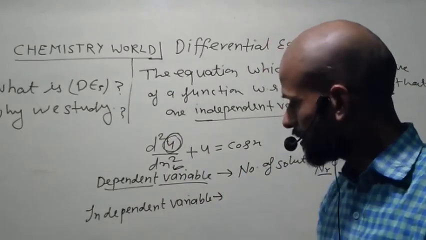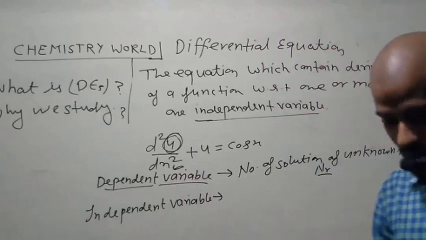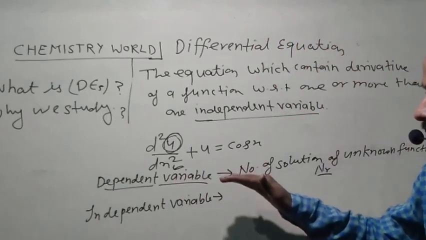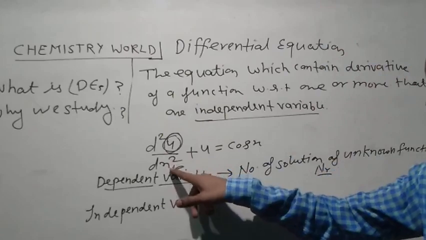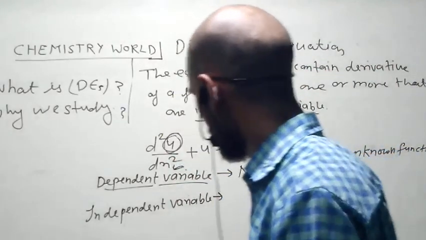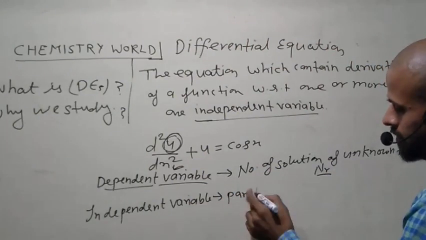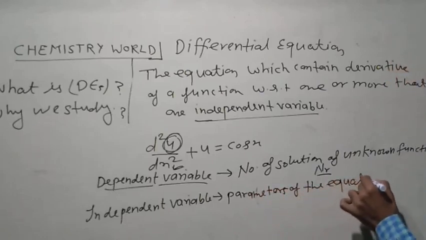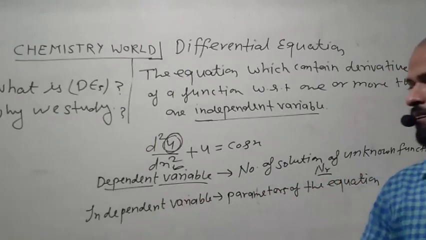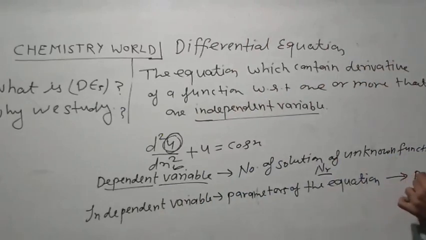Okay. Independent variables mean the parameters of the differential equation. A parameter means the quantity on which the dependent variable depends. In this equation that quantity is x, so x is the independent variable. Easily put, independent variables are the parameters of the equation. In a differential equation, the independent variable generally appears in the denominator. So this appears in the denominator and this appears in the numerator.